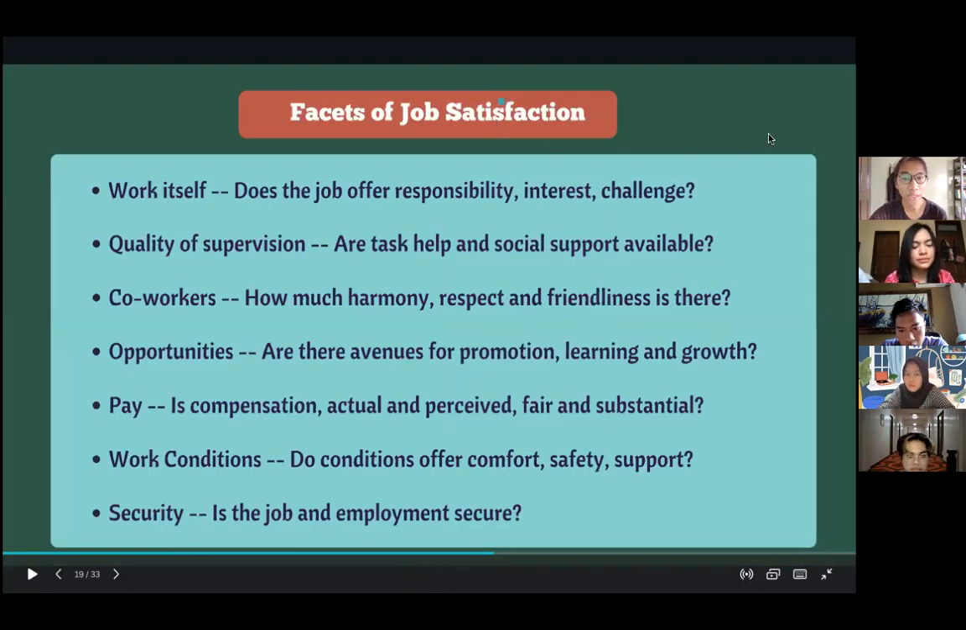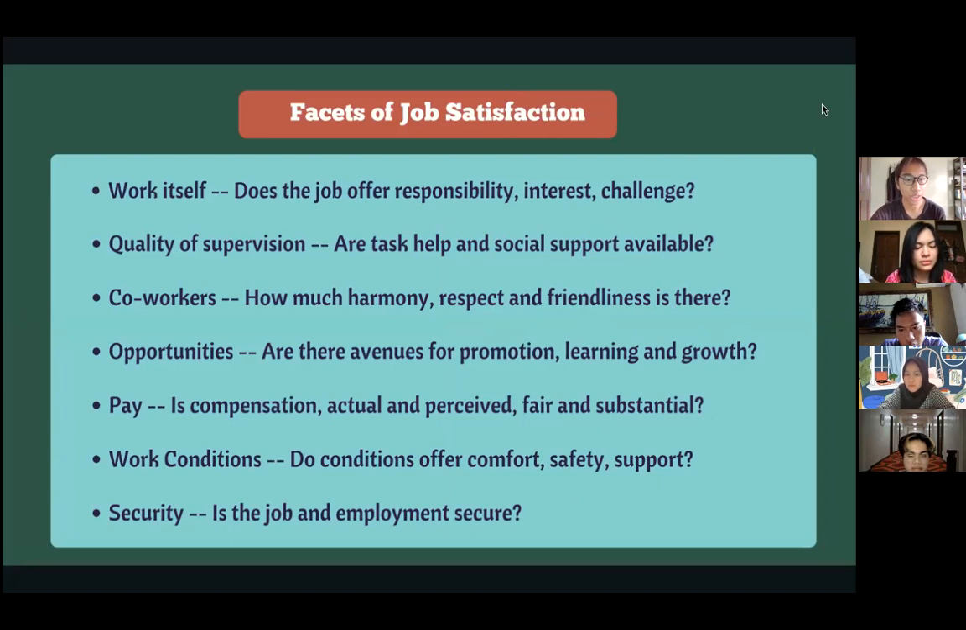Okay, so there are many layers or facets in job satisfaction. The first is the work itself. So does the work offer adequate responsibility, interest, or challenge? The second is quality of supervision, which concerns the task of the jobs. The third is about the co-workers. Are the coworkers harmonious, respectful, or friendly? The fourth is opportunities. So is an employee subjected to a lot of growth, promotion, or learning? The fifth is pay. So is the pay good? Is the compensation actually helpful to the employee?